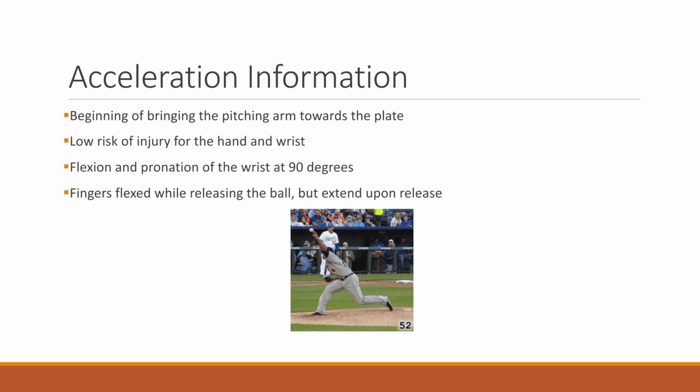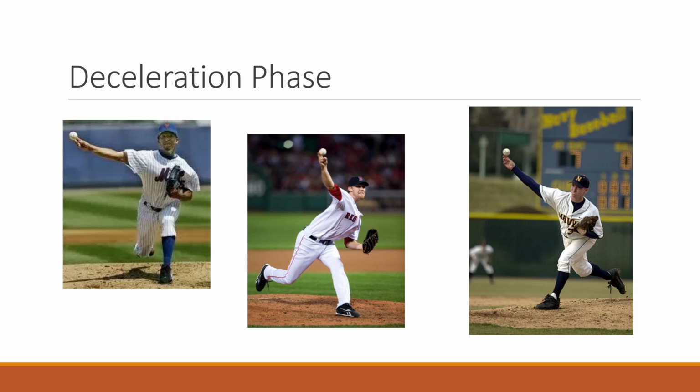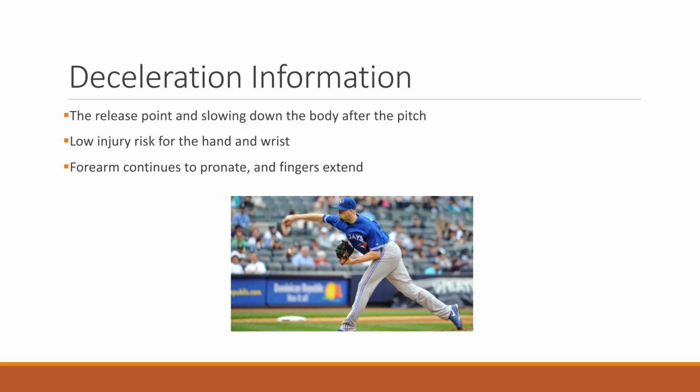So for the acceleration phase, this is where the pitcher begins to bring the arm towards the plate. There's low risk of injury for the hand and wrist. There's flexion and pronation of the wrist at 90 degrees, and the fingers are flexed while releasing the ball but extend upon the release. So here's some pictures of the deceleration phase.